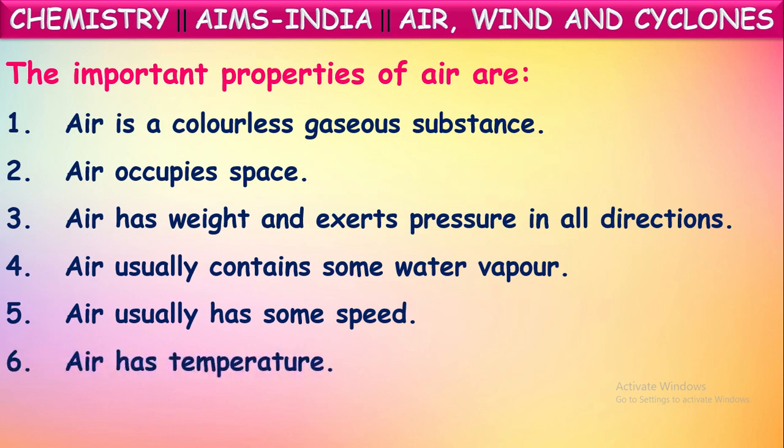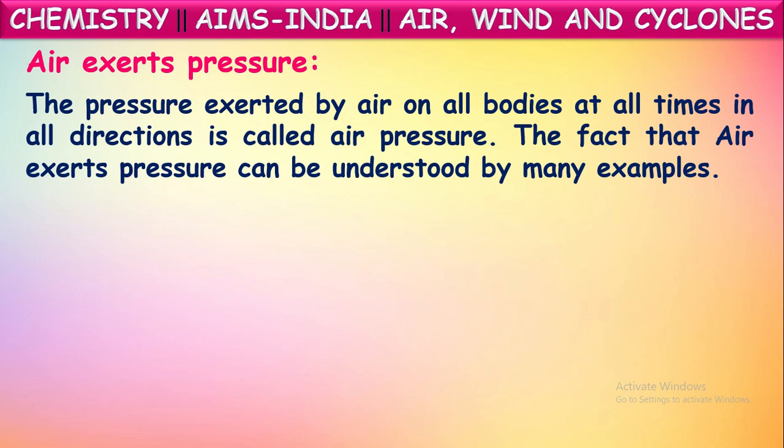Air has temperature also, and even air has volume too. It occupies some space. And air exerts pressure. How is it? Let us see here. The pressure exerted by air on all the bodies at all times in all directions is called air pressure. The fact that air exerts pressure can be understood by many examples. Let us try to see some examples here.